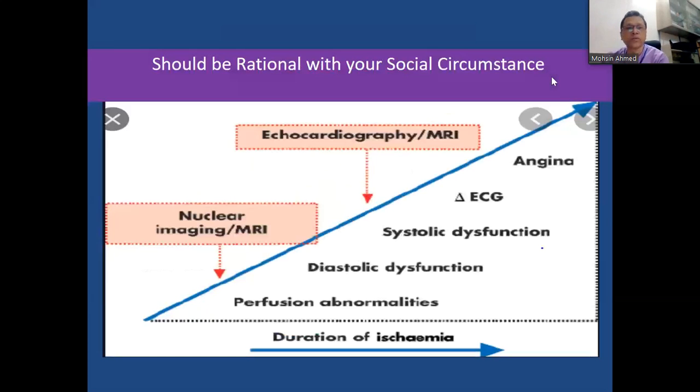In case of hypoperfusion, nuclear imaging and MRI give the first diagnosis. Then echocardiography shows diastolic dysfunction and systolic dysfunction. Then you go to the ECG, then angina, then you have necrosis. So you should know the ischemic cascade.